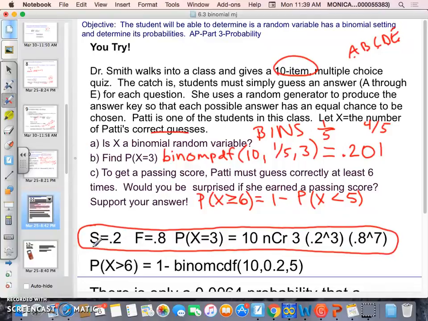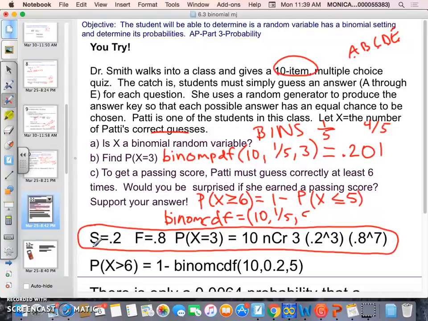And so that would include the probability of 5, 4, 3, 2, and 1. So you want to add all those together. And you do that by doing, because this is not an equal sign here, you have to use the binomcdf, and that's going to be 10 trials, 1 out of 5 success rate.